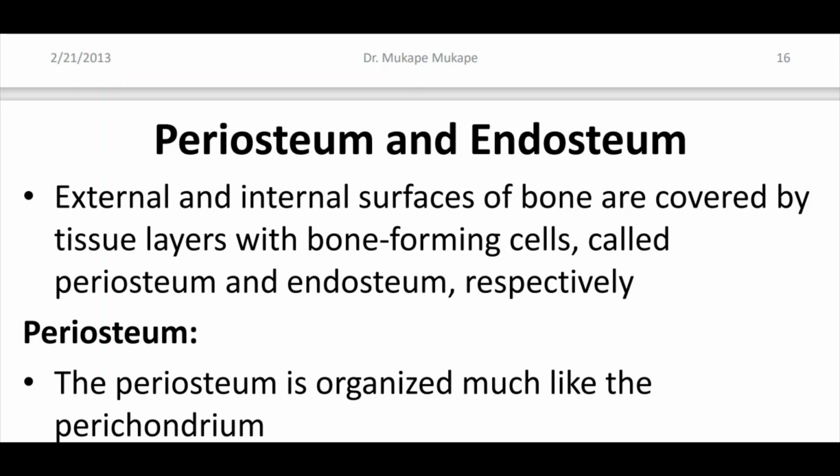Okay, so those were the cells of the bones. Let's look at the periosteum and the endosteum. The periosteum and the endosteum are the external and internal surfaces of bone.